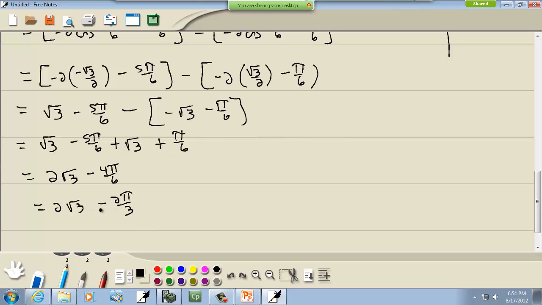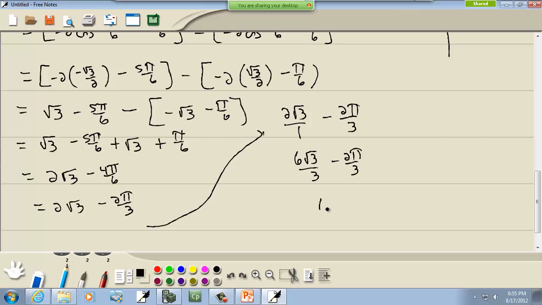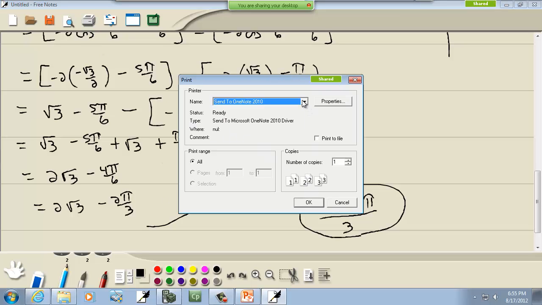You'll know you did it right for your setup in terms of above and below if you end up with a positive number, which we will in this case. Now I want to get a common denominator. So I'll put that over 1. And I'll multiply top and bottom by 3 here. So I got 6 square root of 3 over 3 minus 2 pi over 3. So we got 6 square root of 3 minus 2 pi over 3 is our answer. Okay, so let me save that one.